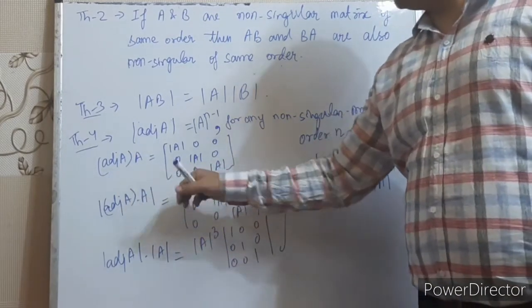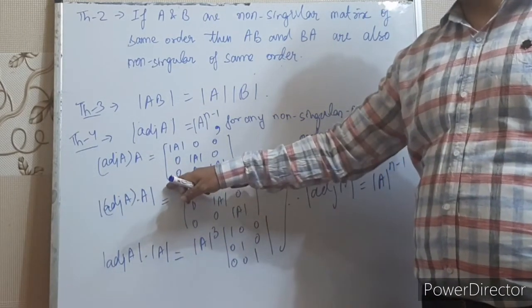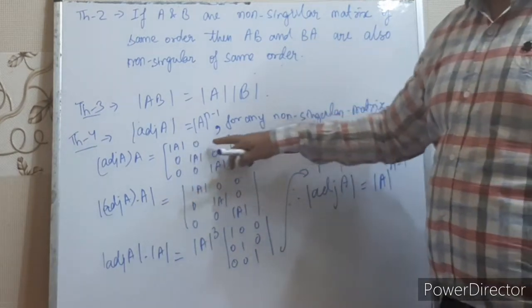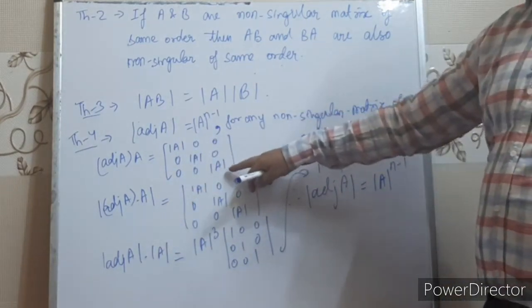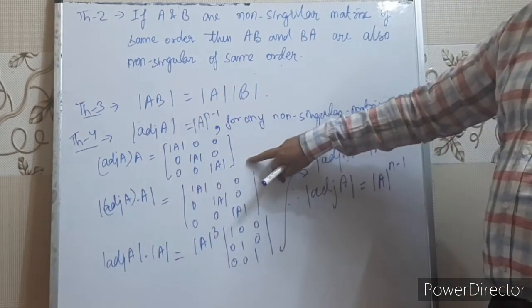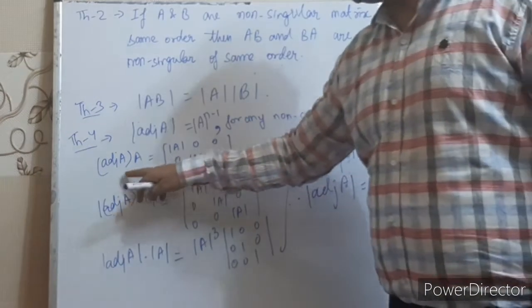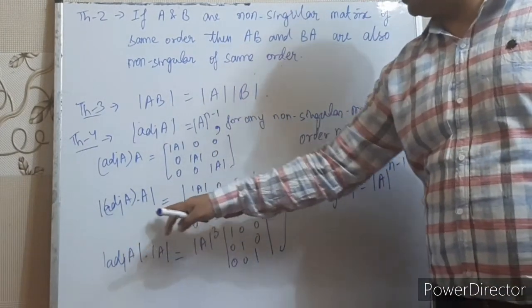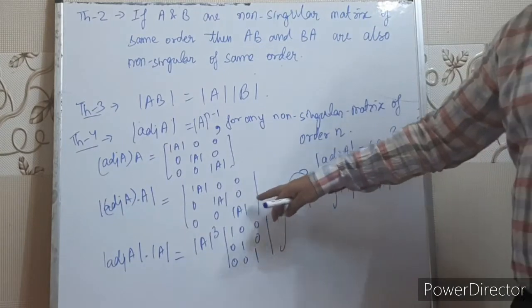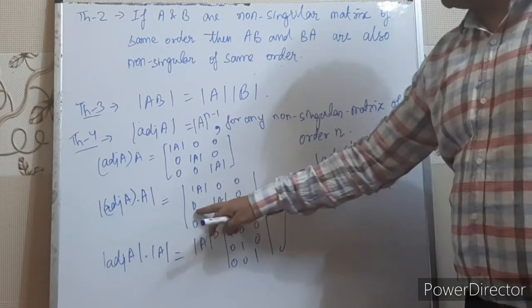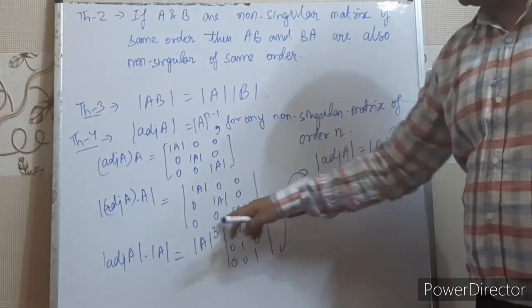Adjoint A into A, children, we have just proved in the first theorem, is a matrix in which the diagonal elements are determinant of A. Right children? Adjoint A into A is a matrix having diagonal elements determinant of A. If we take the determinant on both sides, what will we get? Determinant of adjoint A into A equals determinant of A 0 0, then 0 determinant of A 0, then 0 0 determinant of A, again this.